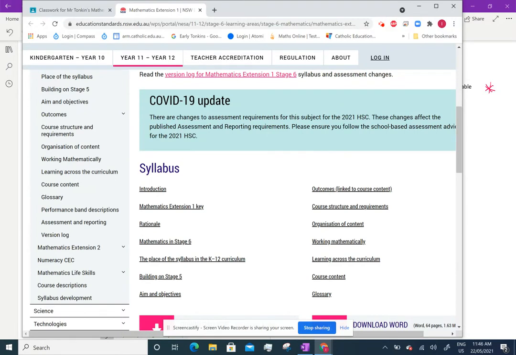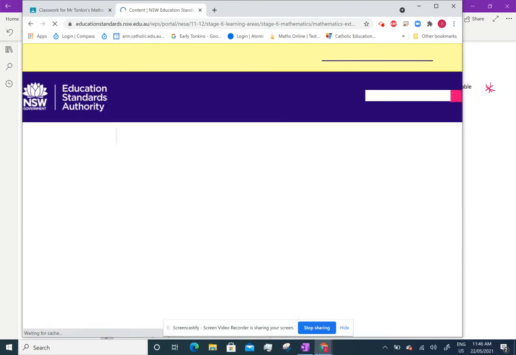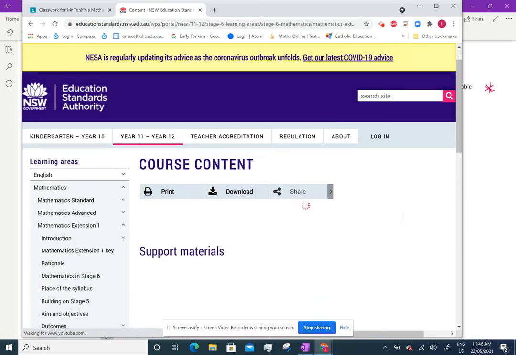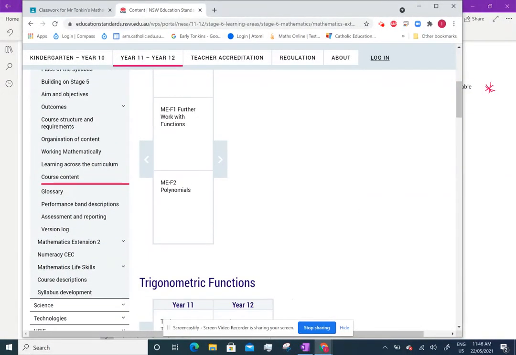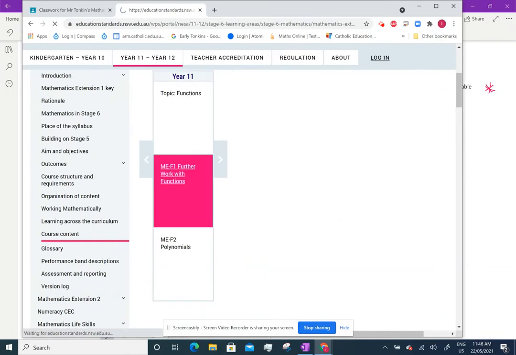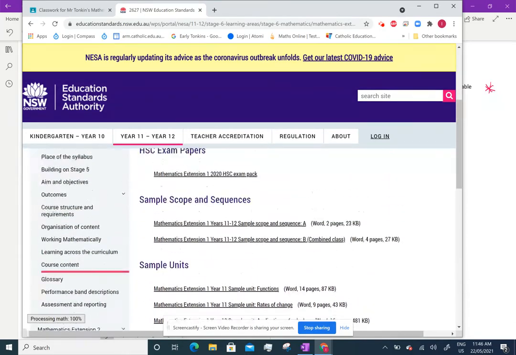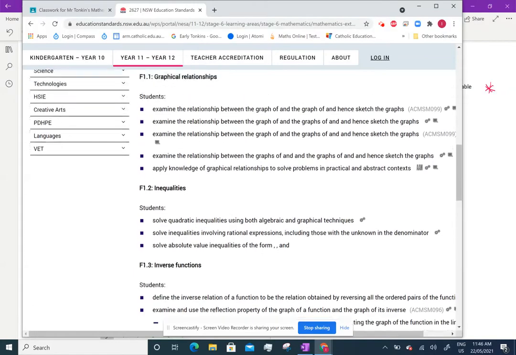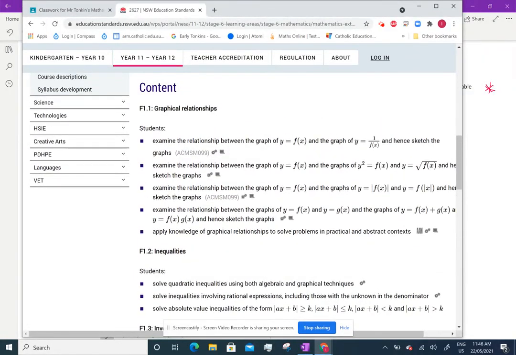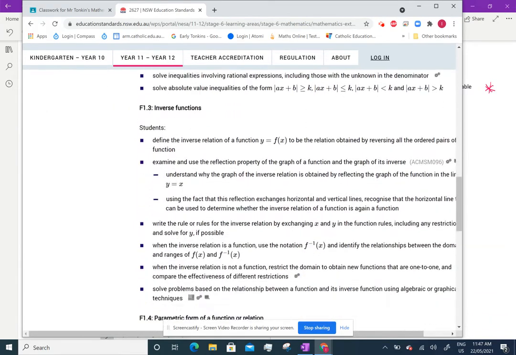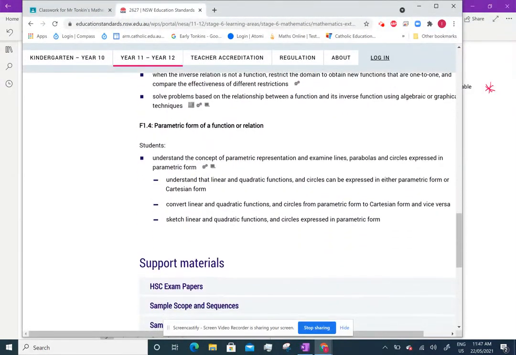So we're in extension 1 because this is extension 1 work. We go into the course content. We know we want further functions. Now remember, this is only extension 1. So there's further work with functions. Here we go. So further functions. And here are our dot points that we were talking about before that we have to do, which is the reciprocal function, the square root function, the absolute value function, and adding and multiplying functions. And then there's inequalities. Inverse functions we haven't done yet, but parametric functions are down here.